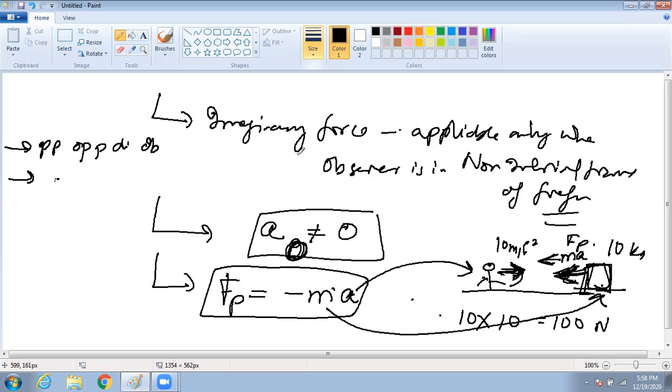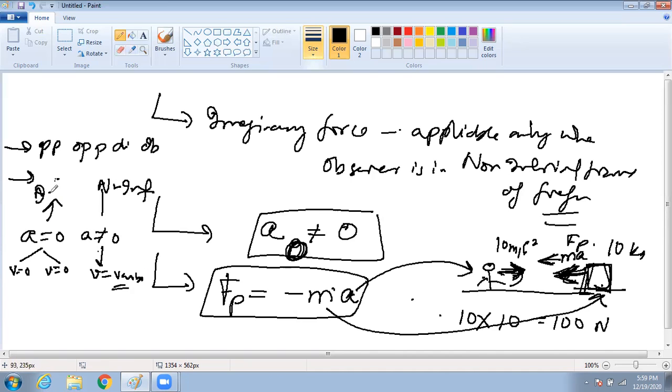When you say acceleration of observer is not equal to zero, it means that the velocity is continuously changing. When we say acceleration equal to zero, it means that velocity is zero or velocity is constant. Clear? And when you say acceleration not equal to zero, it means velocity is variable. So this is called non-inertial frame of reference, and this is called inertial frame of reference.